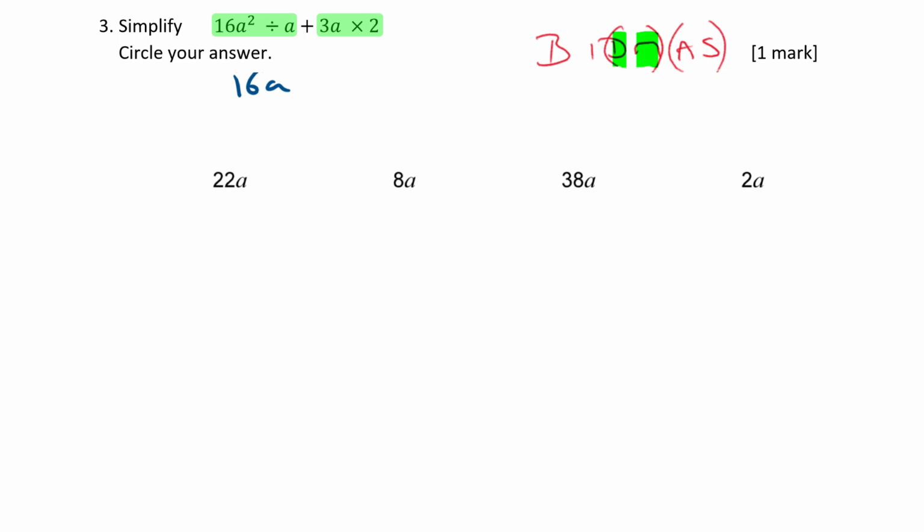And then I've got a plus sign, and I've got 3a times 2. 3 times 2 is 6. So that's going to give me 6a. And 16a plus 6a, we can now add those together, and that's going to give me 22a, which is this one here, isn't it?